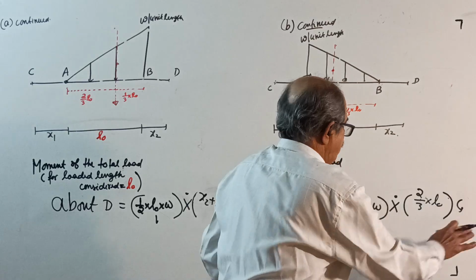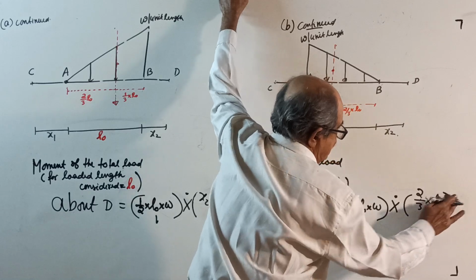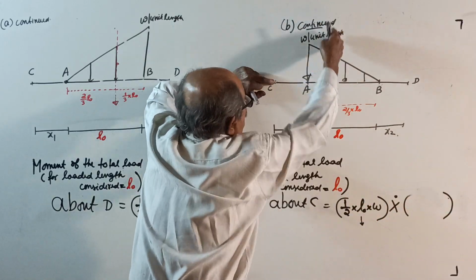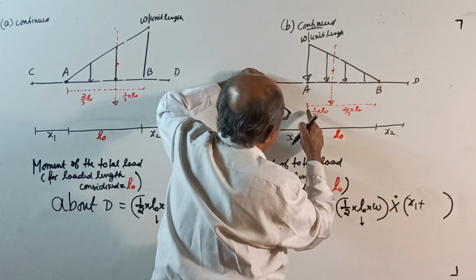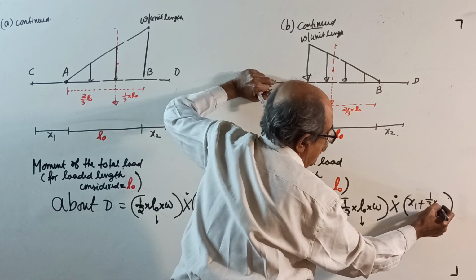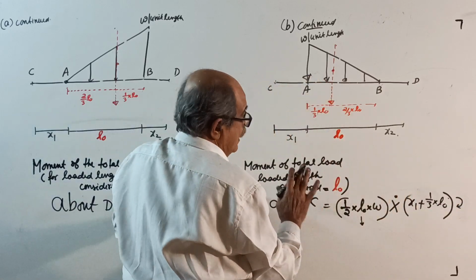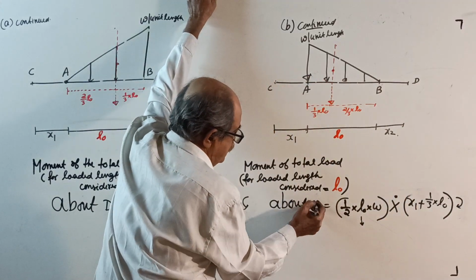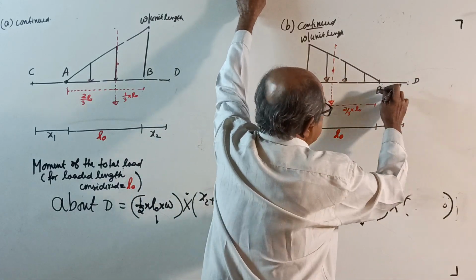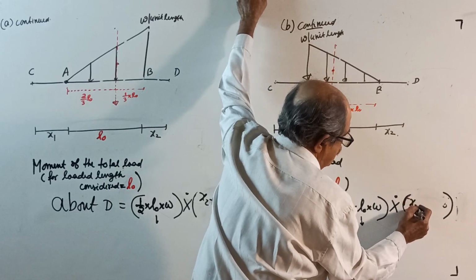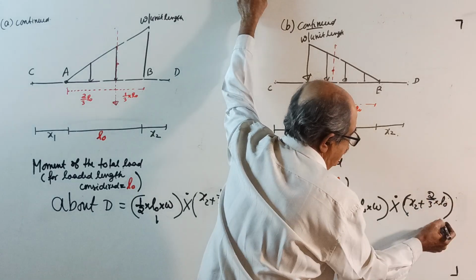It is anti-clockwise. Next, moment about C: total load into x1 plus 1 by 3 of L naught, clockwise. Lastly, everything over, moment about D: total load into here x2 plus 2 by 3 of L naught. It is anti-clockwise.